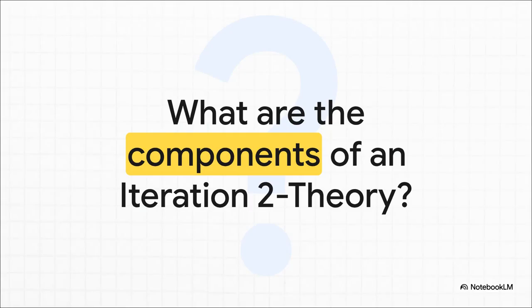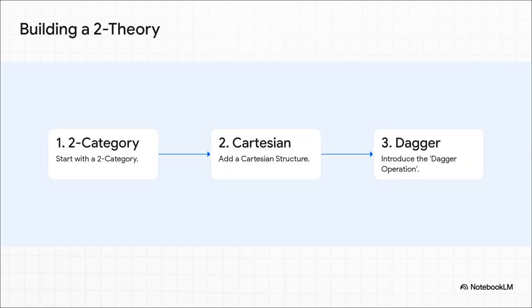So that's the next logical question, right? What are these more powerful theories actually made of? What are the components? It really builds up in 3 layers. First, you start with something called a 2 category, which is just a fancy way of saying a system that can describe not only processes, but also the relationships between those processes.